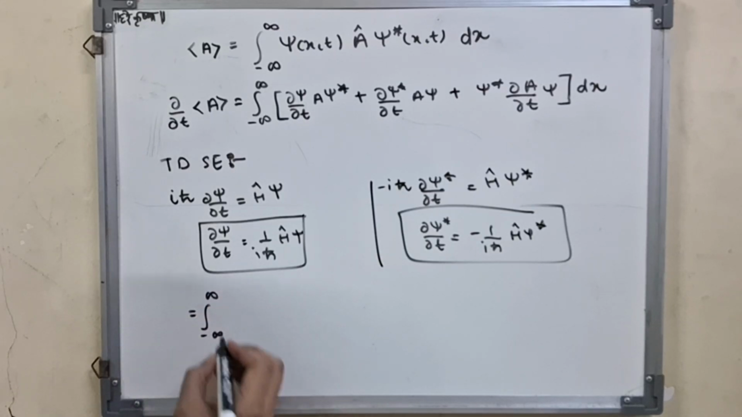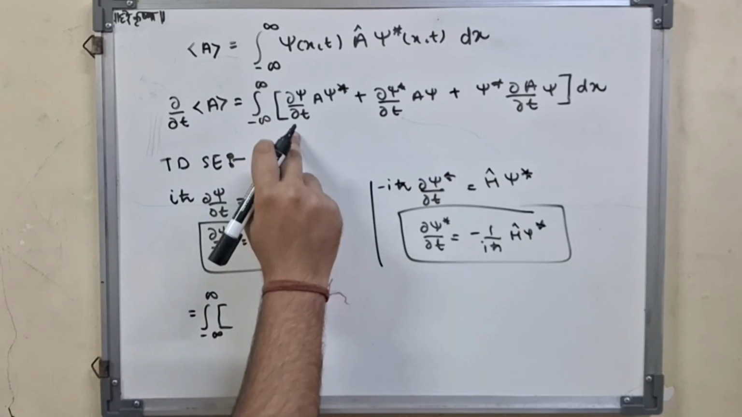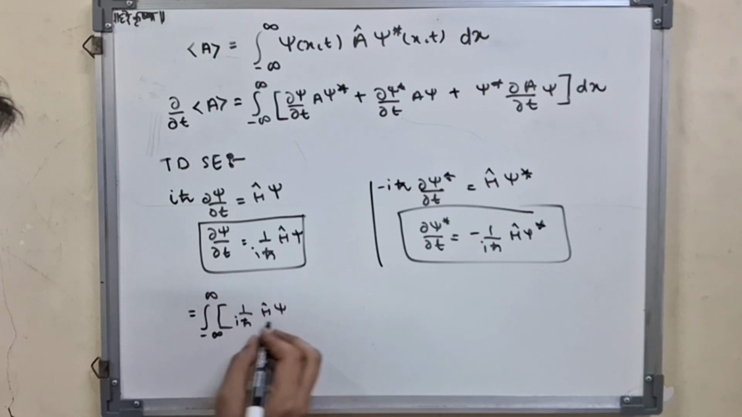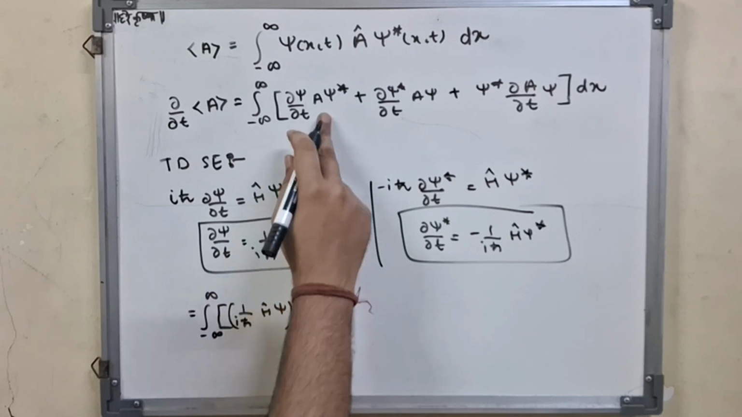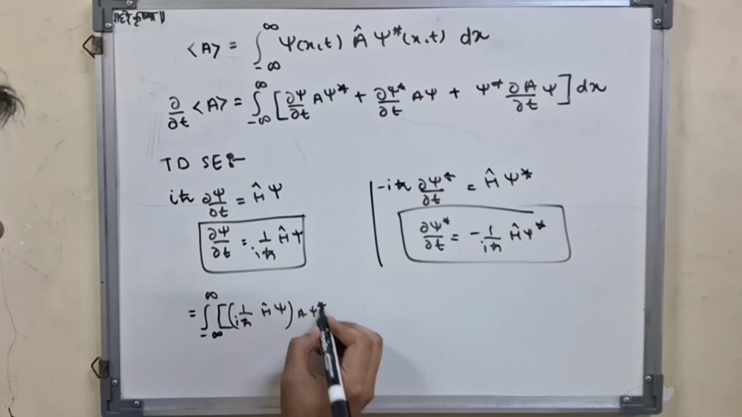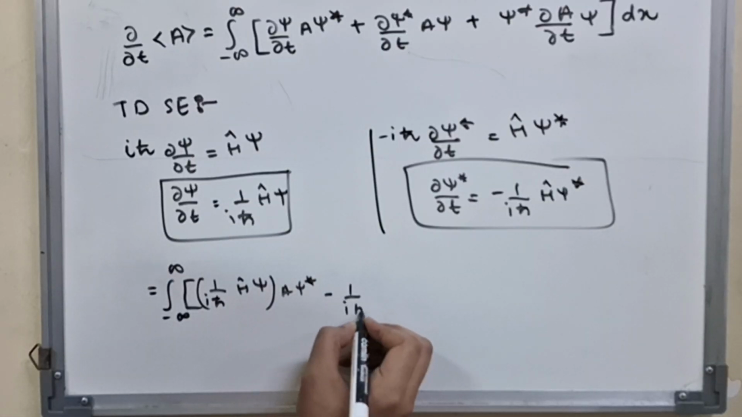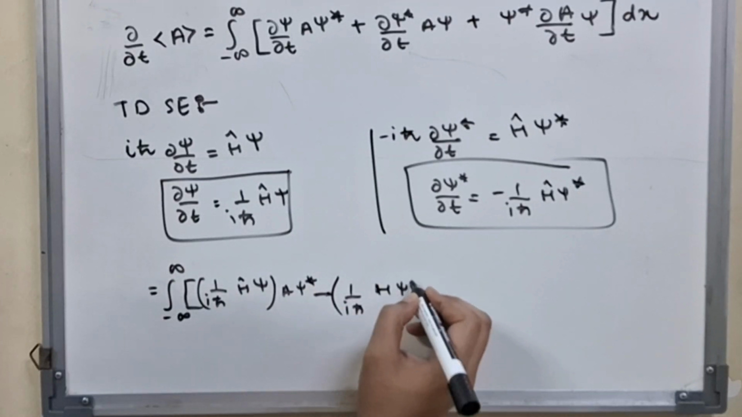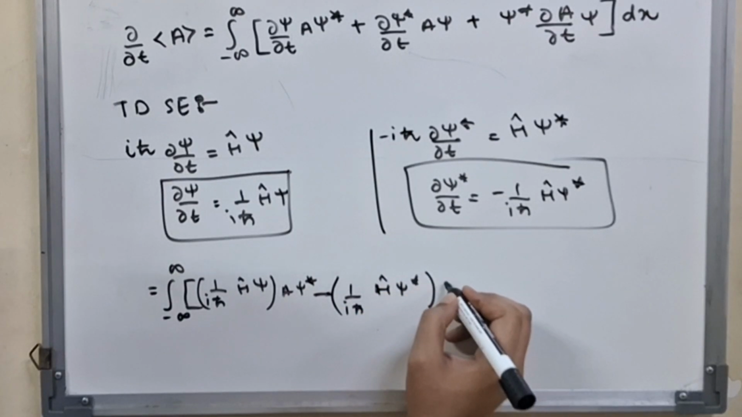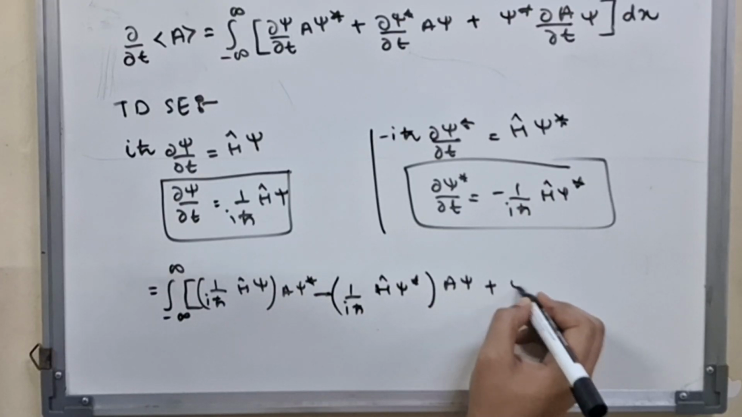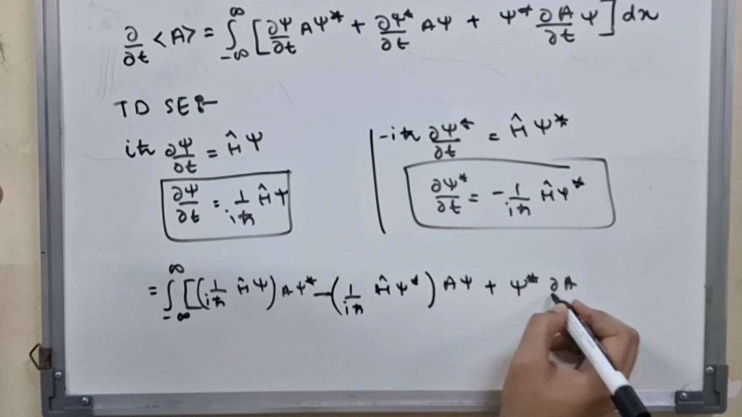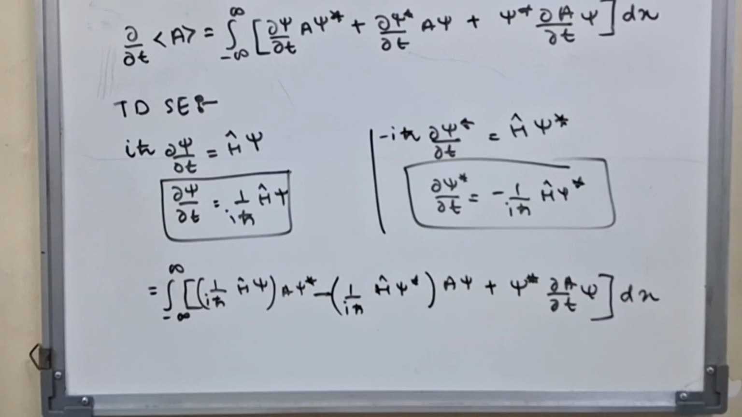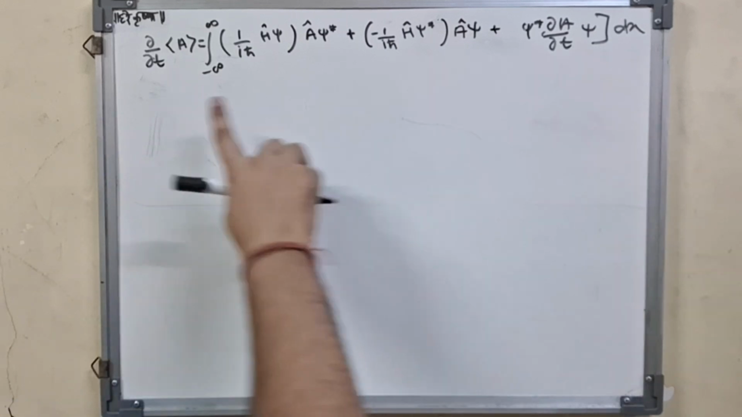So it is going to be the integral from minus infinity to infinity of 1 upon iħ Hψ, A ψ*, minus 1 upon iħ, I'll keep it in brackets, iħ Hψ*, A ψ, plus ψ* ∂A/∂t ψ, dx. So I just wrote what we just now did over here.